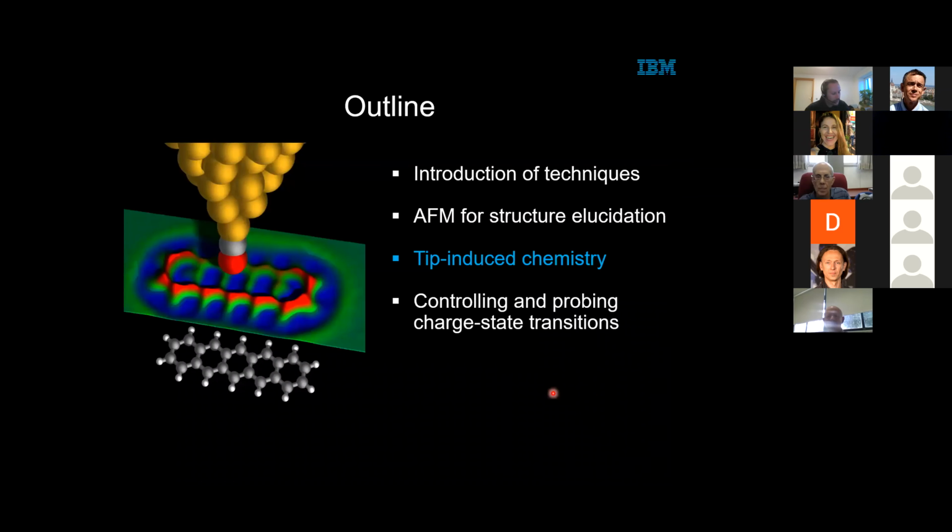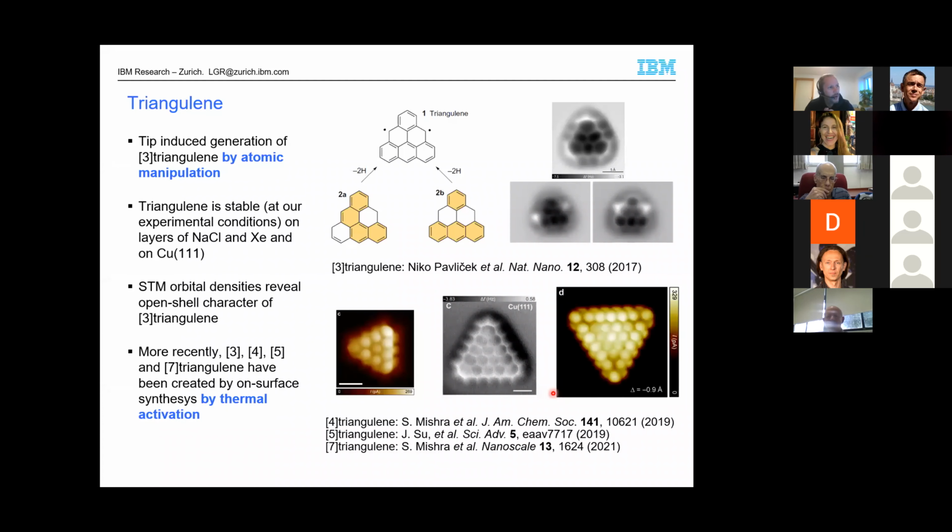Now there's another thing that we think is great about our technique and that we like a lot, and that is atom manipulation. So by applying voltage pulses, we can actually do chemistry with the tip. So we can change something. And this is what I want to show some examples of next.